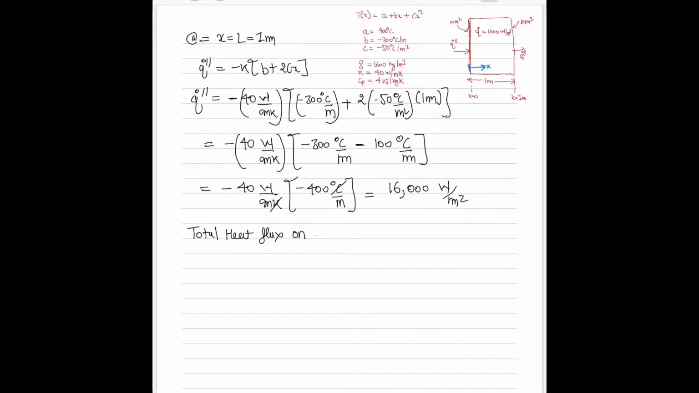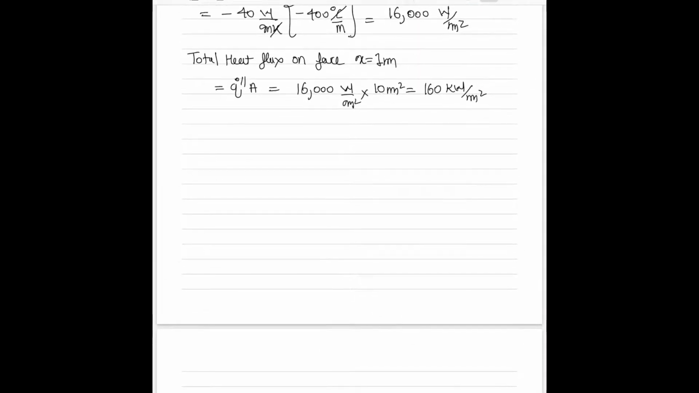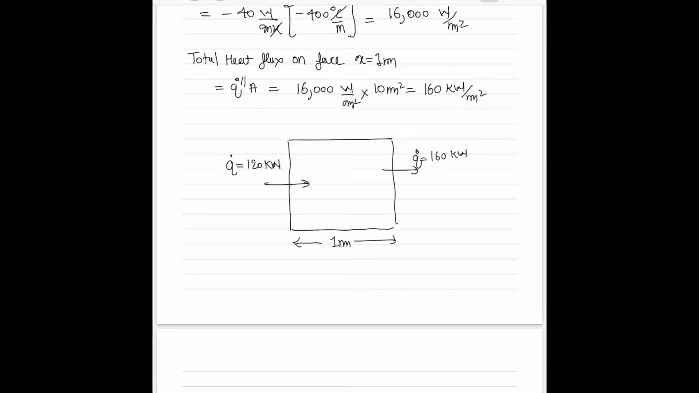So the total heat transfer on the face x equal to 1 meter is equal to heat flux times area, that is 16,000 watts per meter square times 10 meter square. This is equal to 160 kilowatt. So we can say in our block of 1 meter thickness, we have an inlet heat of 120 kilowatt and at the outlet we have a heat of 160 kilowatt.